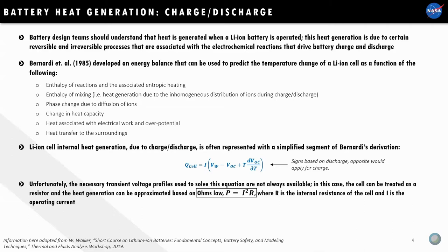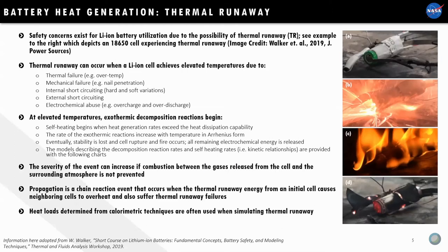So unfortunately, the necessary transient profile for the voltages used to solve this equation is not always available, and the data is not readily available. So in this case, our cell can be treated as a resistor, and heat generation can be approximated based on Ohm's law, which is P equals I squared R, where R is the internal resistance of the cell, and I is the operating current we're using.